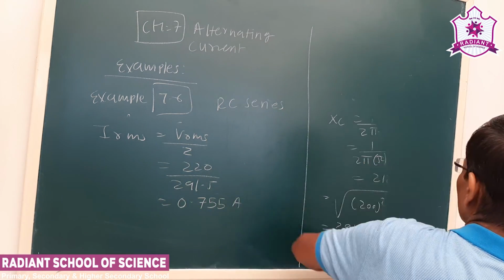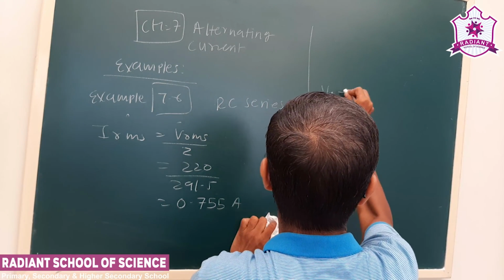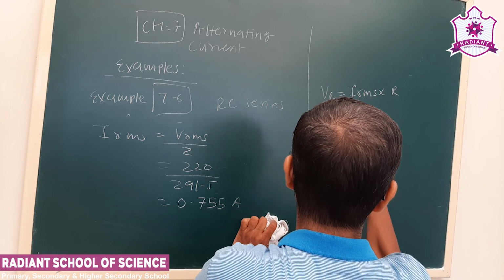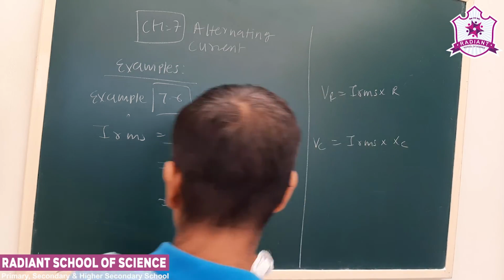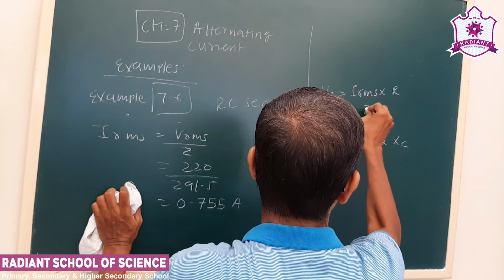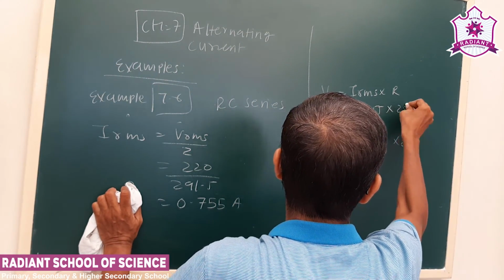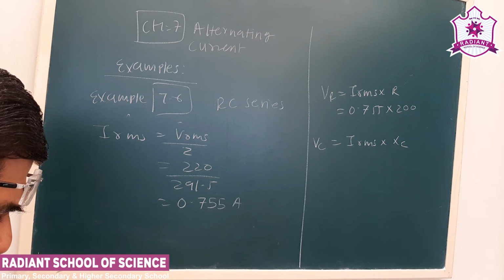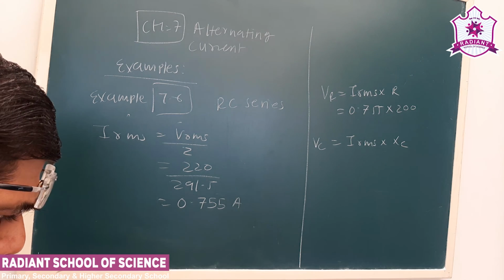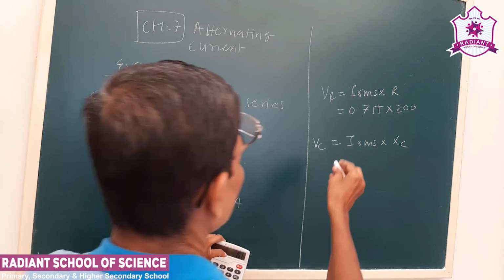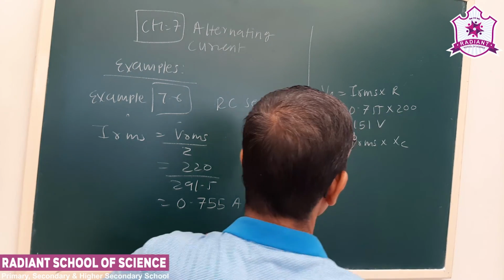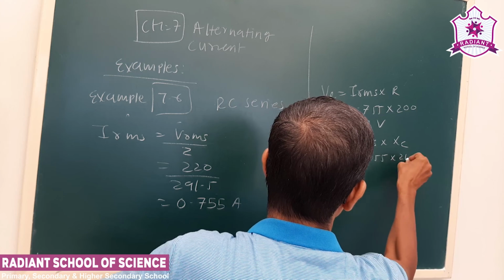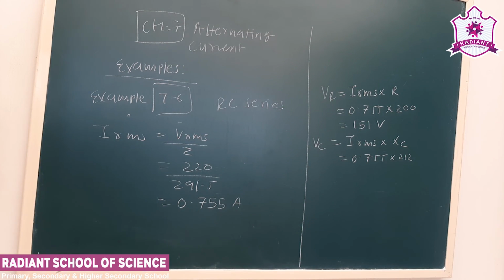Now suppose we find VR, that is IRMS into R. VC will be IRMS into the capacitive reactance. IRMS is 0.75, so we can calculate VR as 151 volt, and VC, 212.